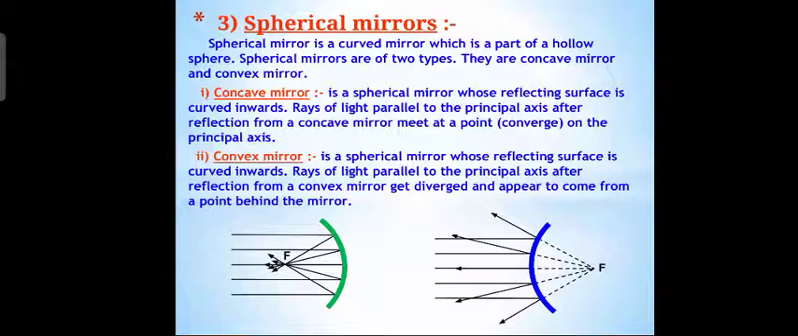Now what do you mean by concave mirror? It's a spherical mirror whose reflecting surface is curved inward. इसका जो reflecting surface होगा वो inward की तरफ curved होगा. And what do you mean by convex mirror? Whose reflecting surface is curved outward.